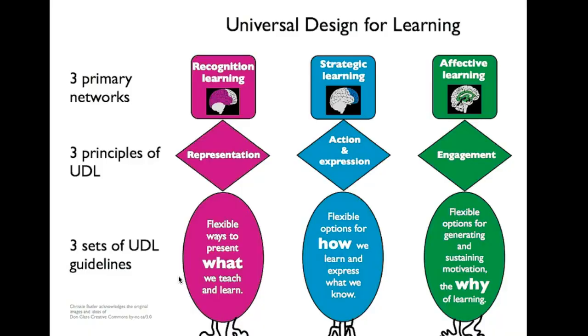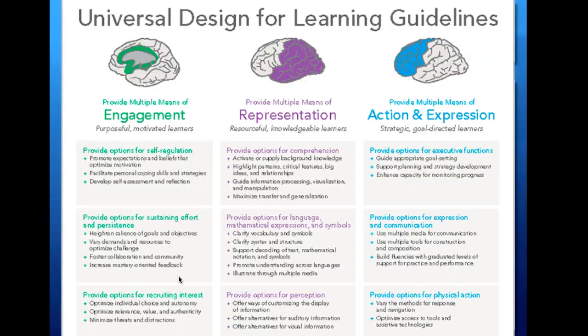Universal design for learning looks at three levels of learning, three principles. There's the representation. How is it represented? How does a student do and express what they've learned? And their engagement, how are they engaged in the learning? So there's recognition learning, strategic learning, and affective learning. So they're involved at all three levels, and all the students are involved at all three levels.